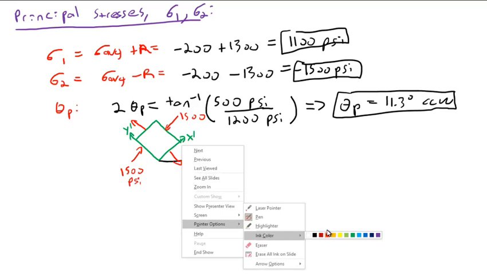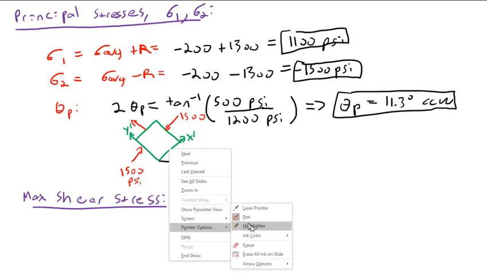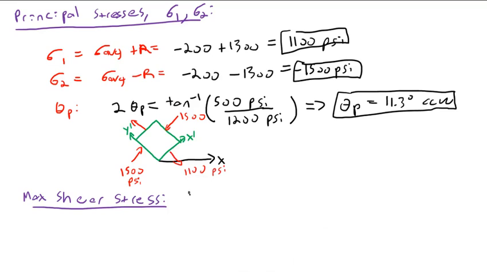Now, let us find the max shear stress and its angle. The maximum shear stress and its angle. All right, so here, tau max is equal to R, which is equal to 1300 psi. And sigma average, again, is negative 200 psi.